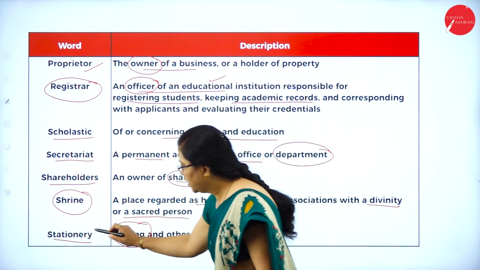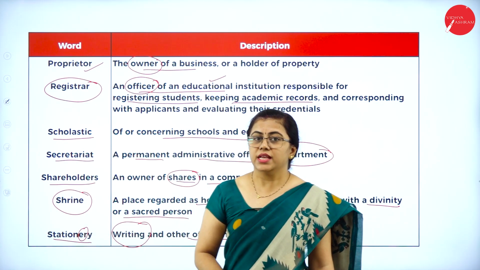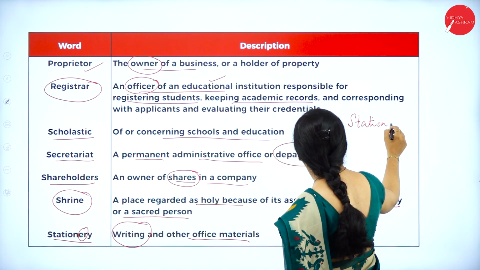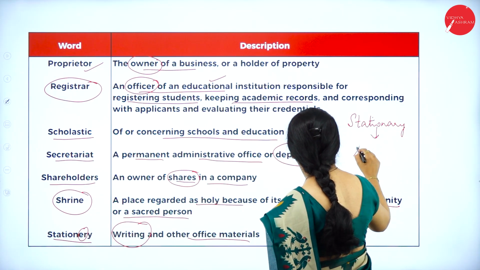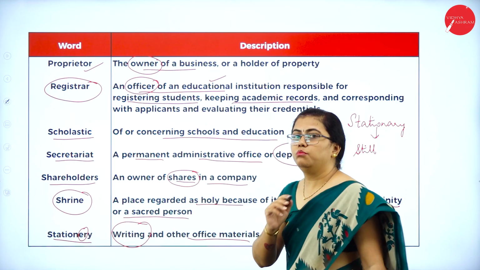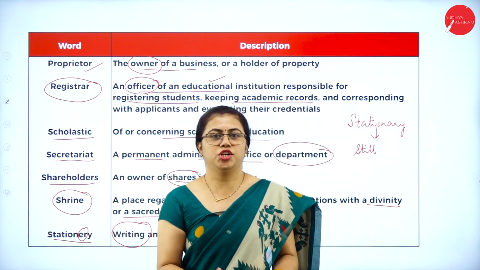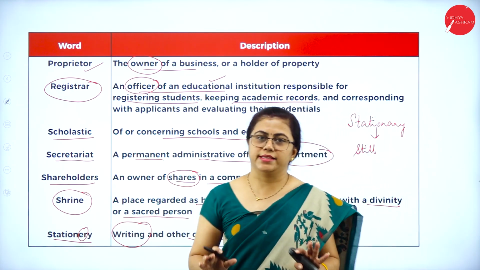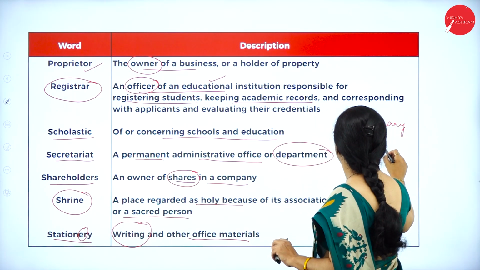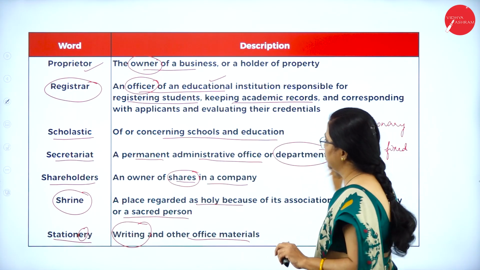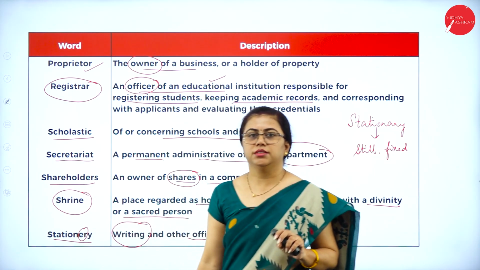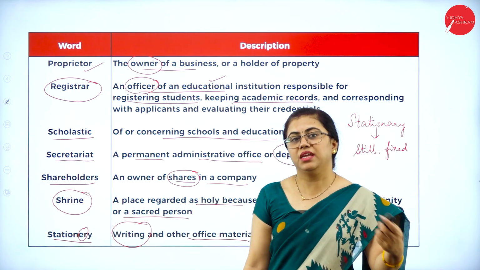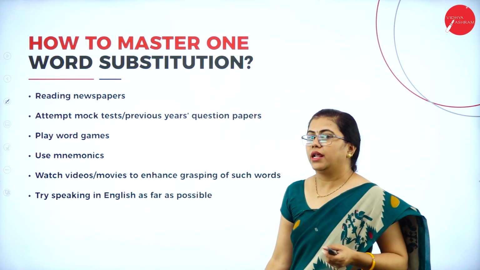And here you must note, it is not A, it is E. Stationery, S-T-A-T-I-O-N-E-R-Y. Suppose it is S-T-A-T-I-O-N-A-R-Y, this means it is still, immovable, which cannot be moved. That is stationary, it doesn't move anywhere, it is just fixed in one place. So note the spelling. If you write a wrong spelling, the whole answer will be wrong. Suppose instead of E you write A, the answer is wrong because the meaning differs. So make sure you write the correct spelling.